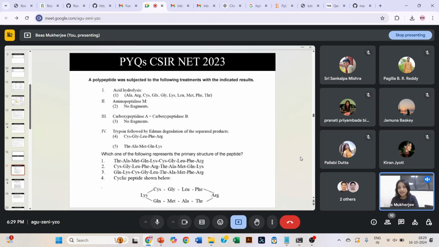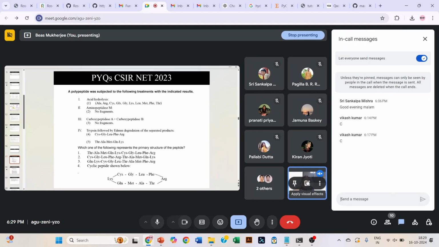The products were separated. So, which one of the following represents the primary structure of the peptide? To solve that, you need to know the function of all of these different enzymes that were used in the hydrolysis or proteolysis reaction. The different primary structures are shown here. You can answer in the chat box. Otherwise, we'll look at the answer.